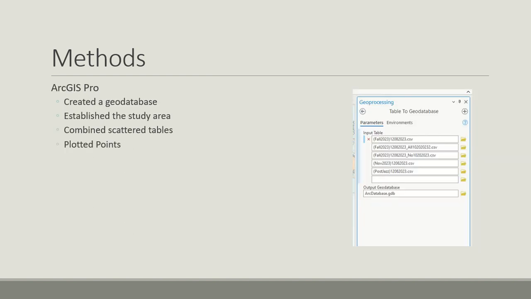So the first thing I did was I went to ArcGIS Pro and I created a geodatabase. Then I established a study area. This is really for my reference and for later mapping, but it was part of the process. The study area is Nueces County with about a 50-mile buffer from the surrounding communities.